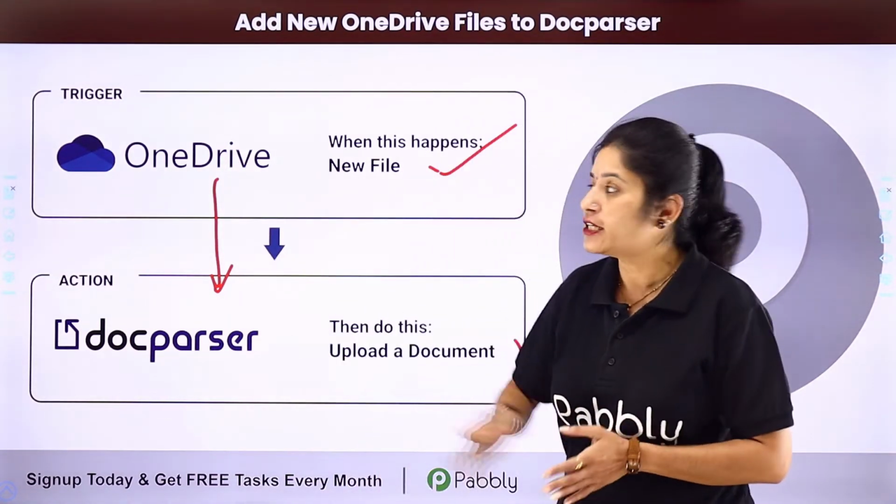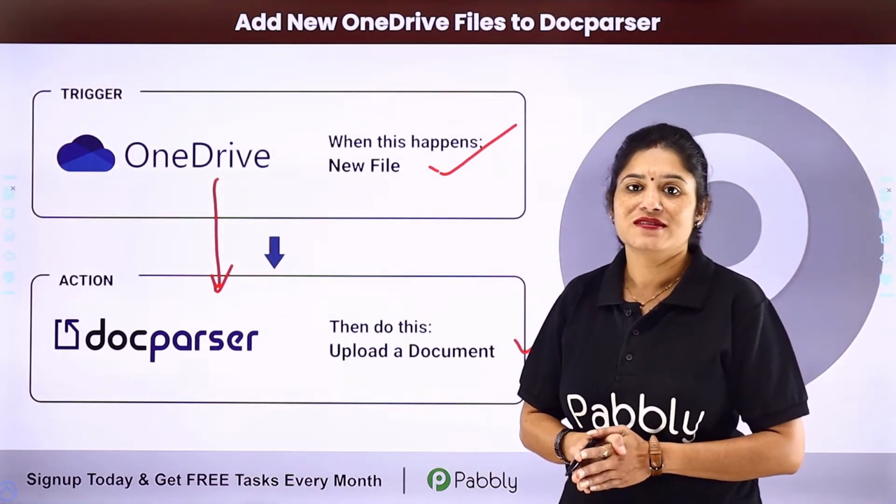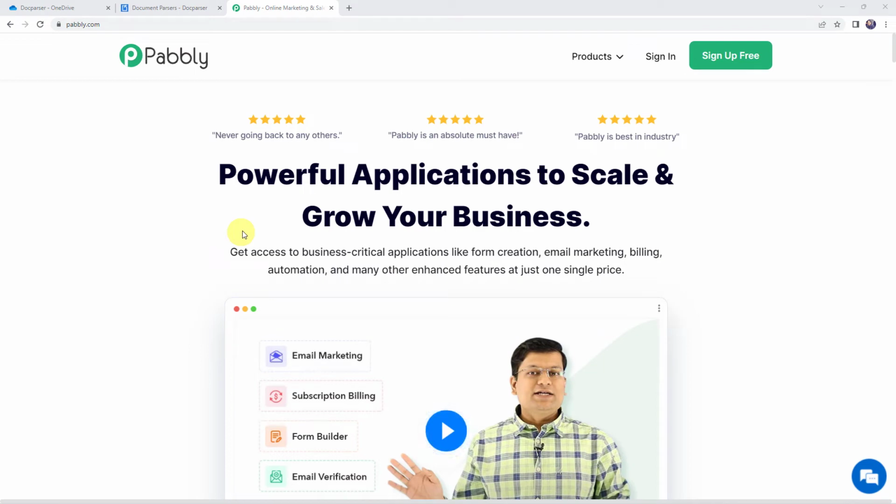So how can you integrate both these software applications using Pabbly Connect? For that, you need to come to my screen. To integrate OneDrive with Docparser, first we need to log into pabbly.com. This is the website of Pabbly. Now here we can find two options, sign in and sign up free.